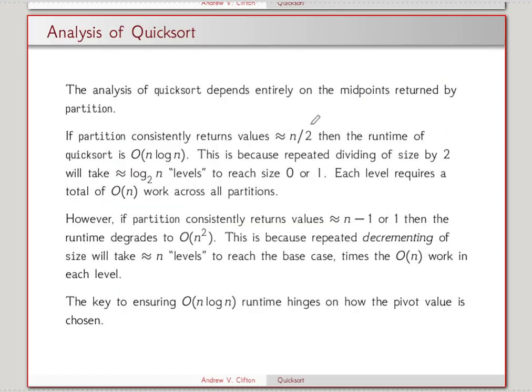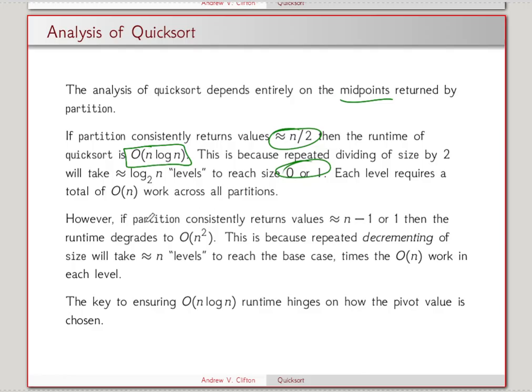All right, so now let's analyze quicksort here. The analysis of quicksort depends on the midpoints that partition gives us. If partition consistently splits things equally in half, then our runtime is going to be n log n. Partition runs in O of n time. It'll take us log of n levels to get down to the size 0 or 1. So n times log of n gives me n log n.